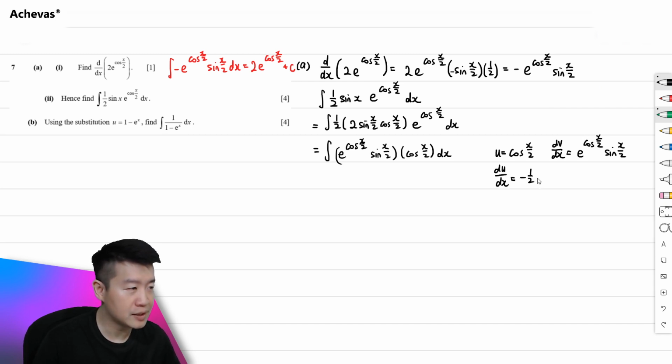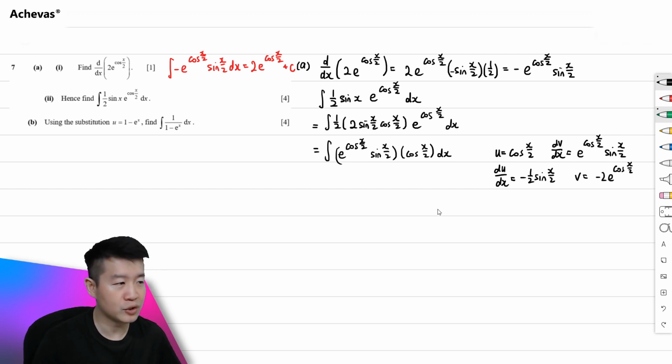So this is going to be minus half of sine x over 2. And when we are integrating this negative, if I were to bring it over to the other side, that means v is going to be minus 2 e to the power of cosine x over 2. So rewriting this into the integration by parts form, it will be uv. So we will have a minus 2 e to the power of cosine x over 2, minus integration of v du dx.